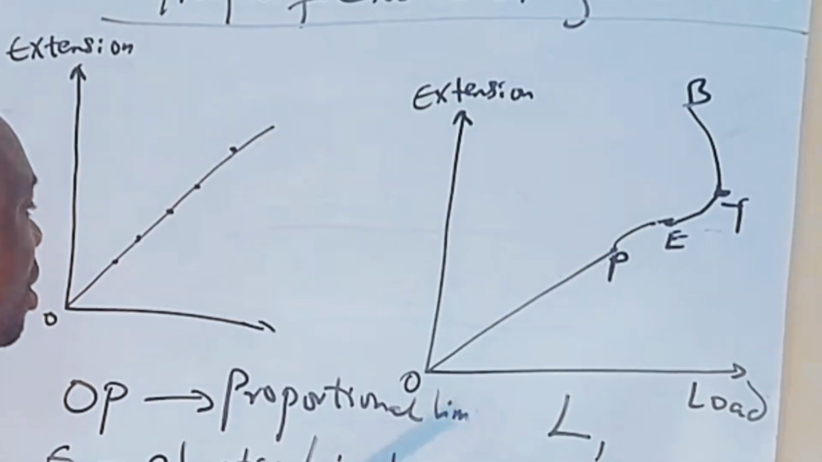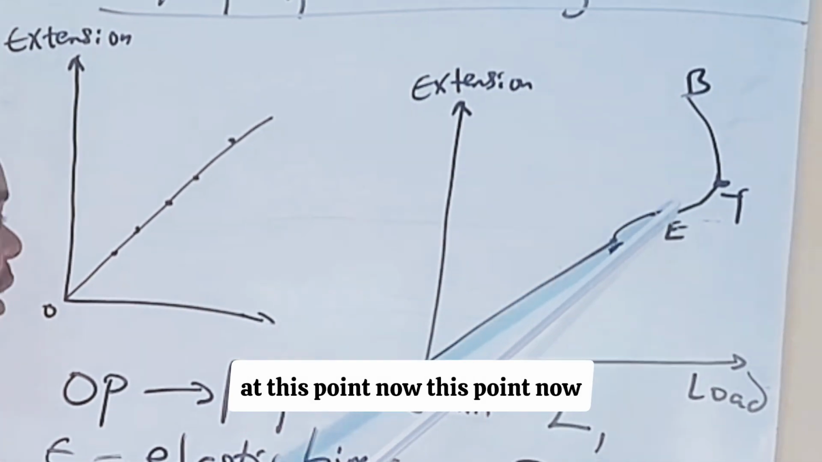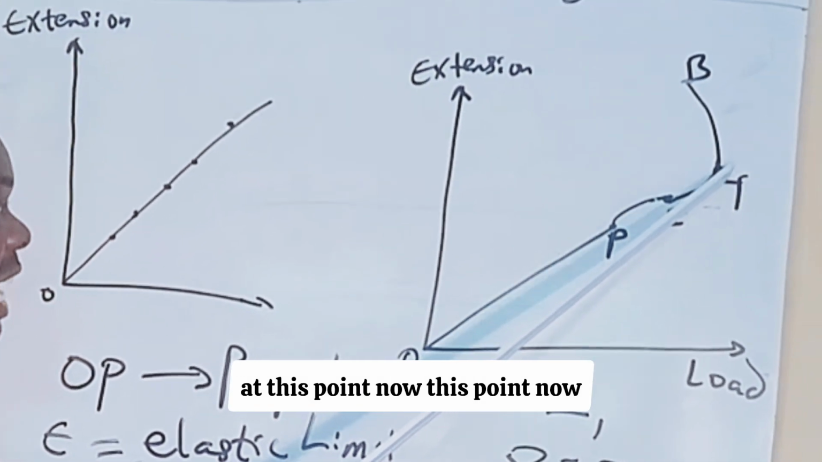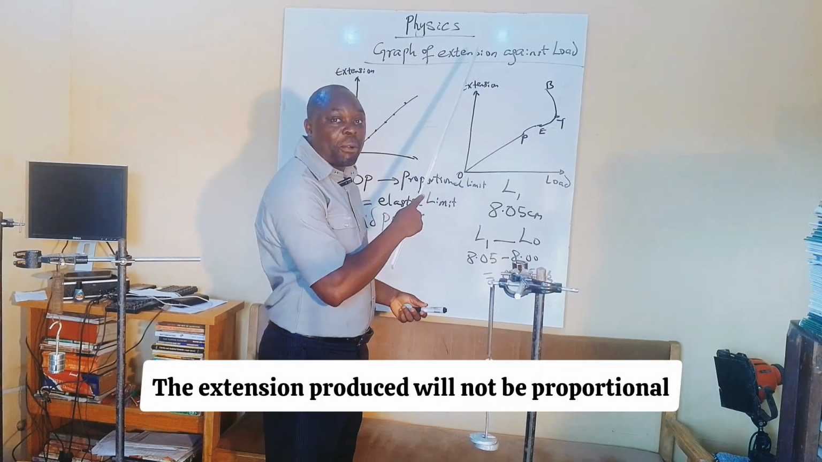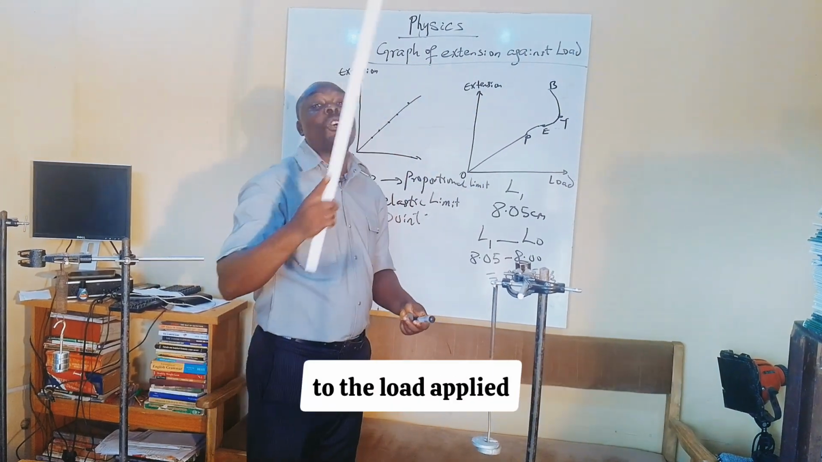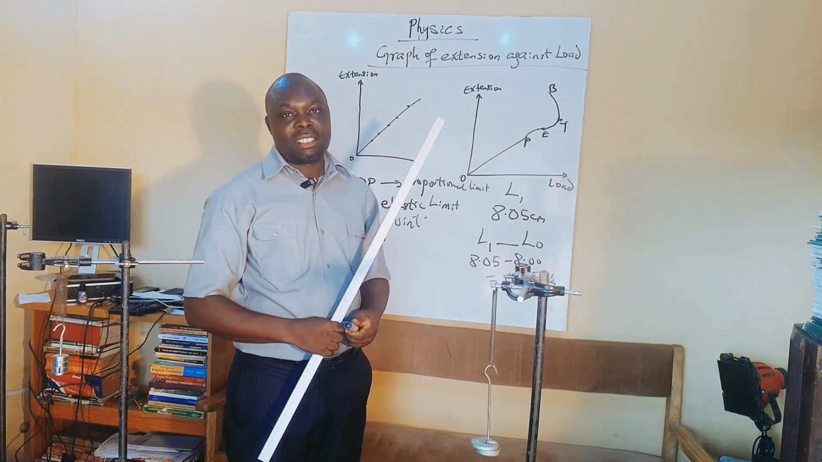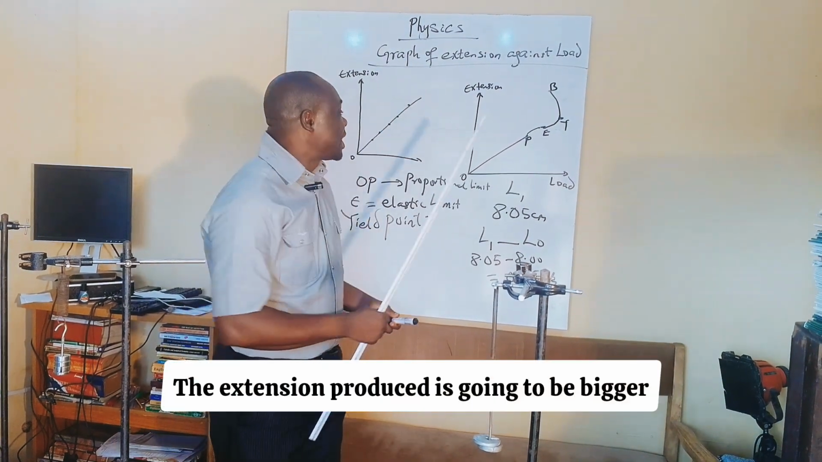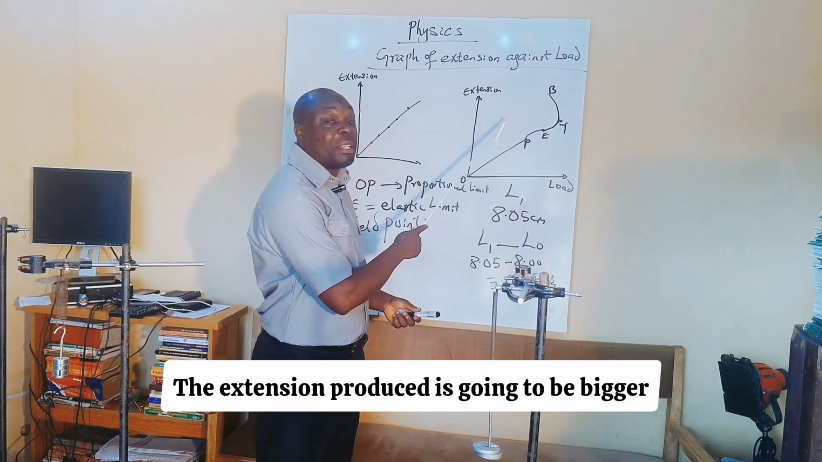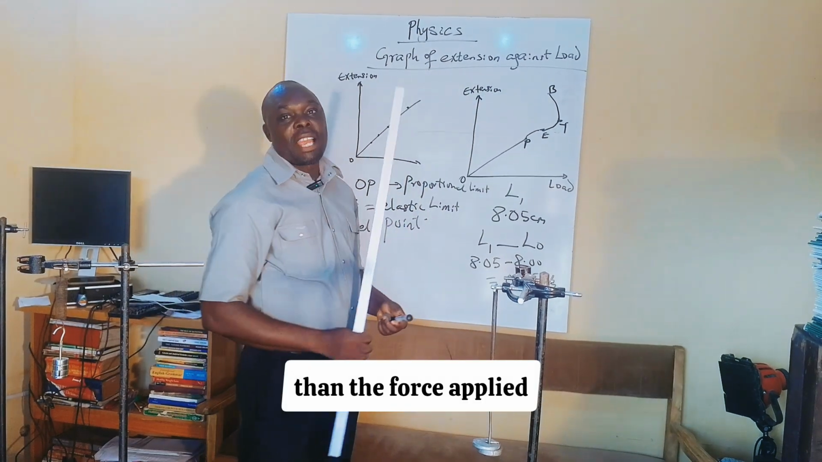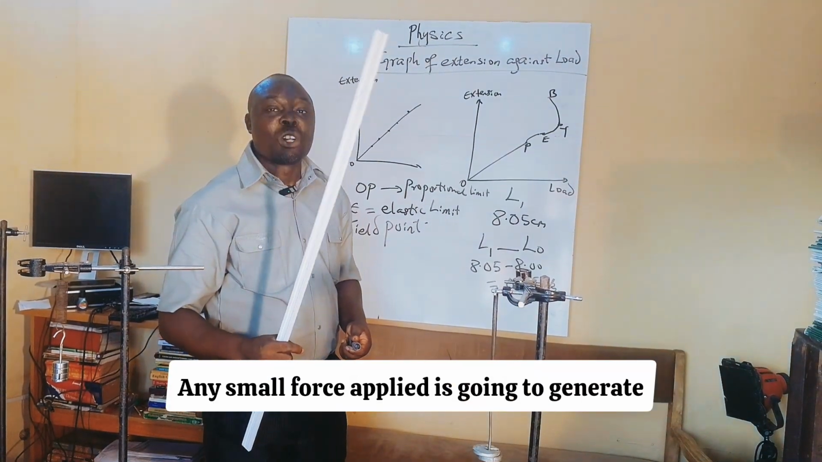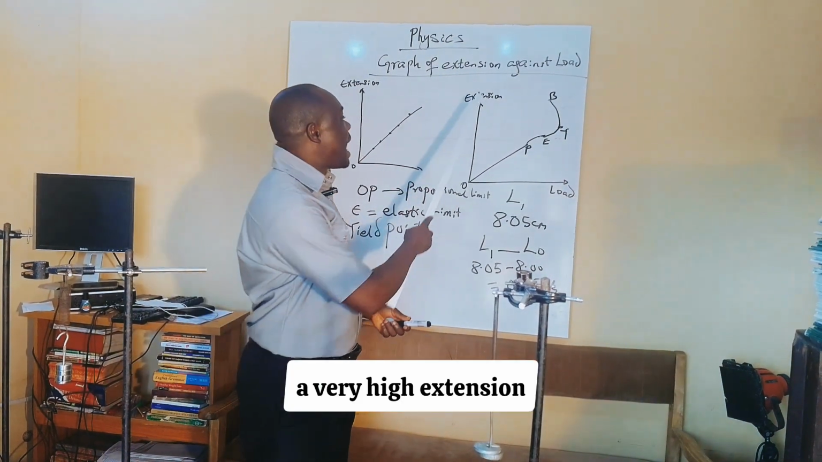It means that at this point, the extension produced will not be proportional to the load applied, because it has lost its elasticity. The extension produced is going to be bigger than the force applied. Any small force applied is going to generate a very high extension.